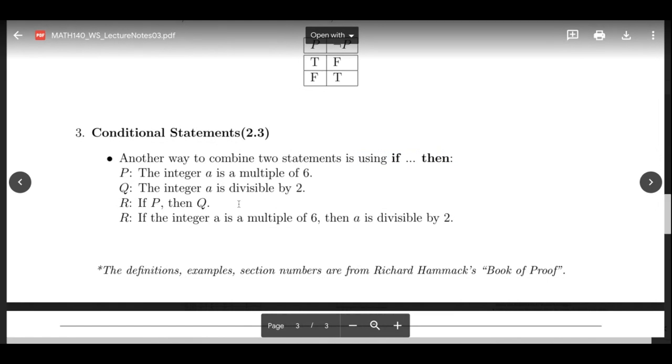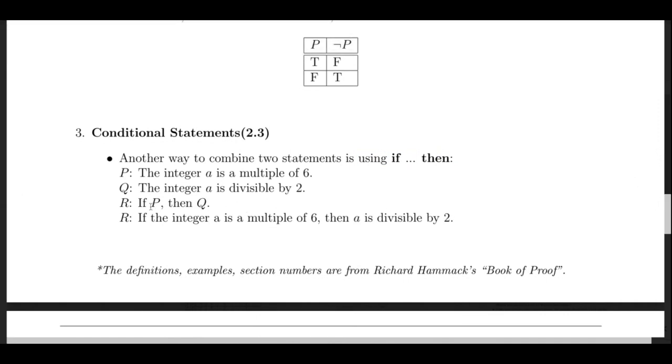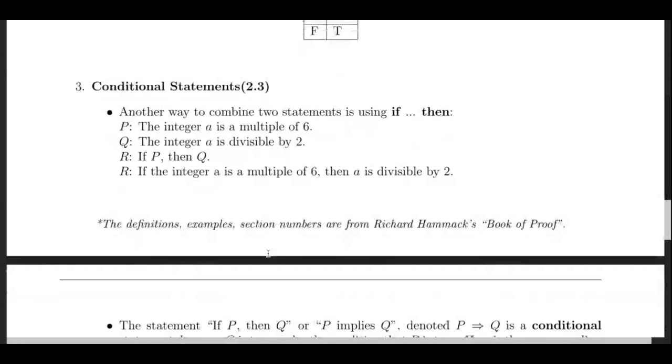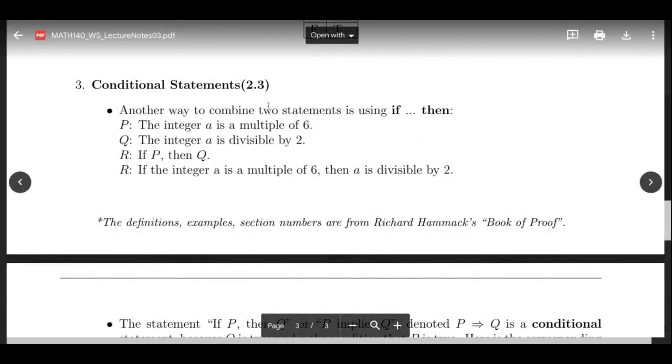So we say R: if P, then Q, right? If the integer A is a multiple of 6, then the integer A is divisible by 2, which is true, right? Or we can say if the integer A is a multiple of 6, then A is divisible by 2. So this is the if-then statement, the conditional statement.